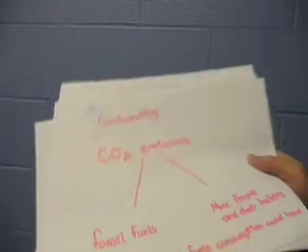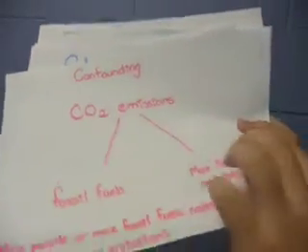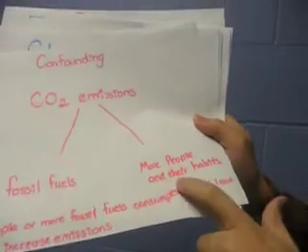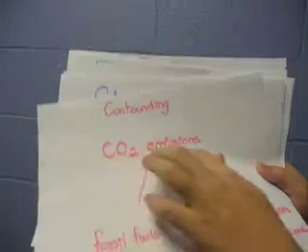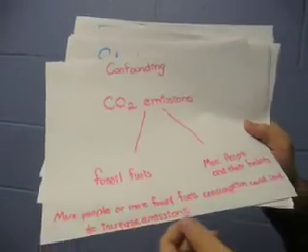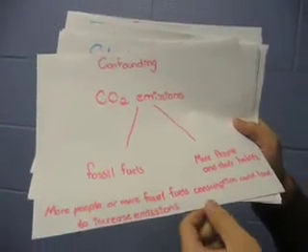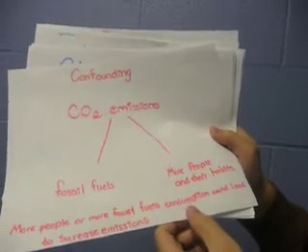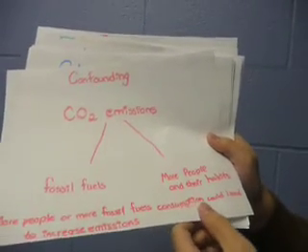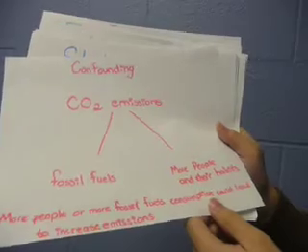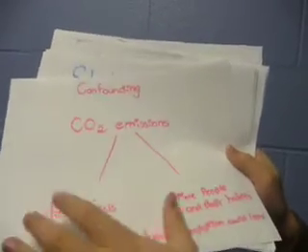Confounding variable. Here is an example. Fossil fuels may cause carbon dioxide emissions, and more people and their habits may also cause carbon dioxide emissions. So more people own more fossil fuels. Carbon consumption could lead to increased emissions. So those are both confounding variables.